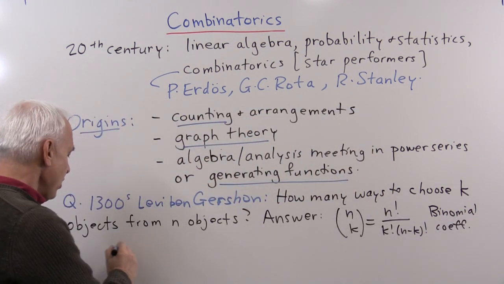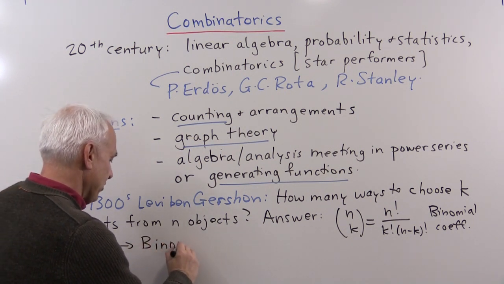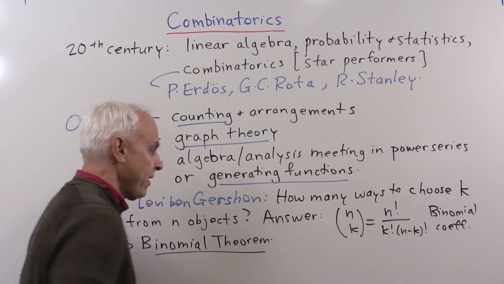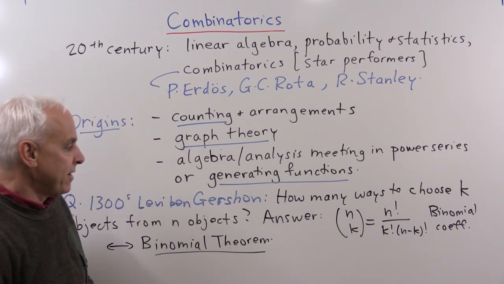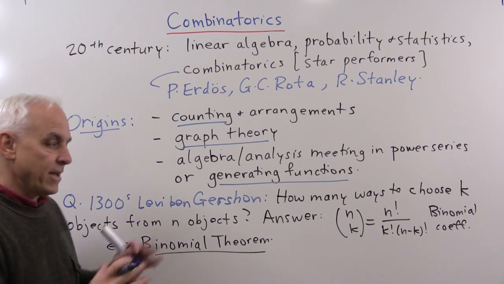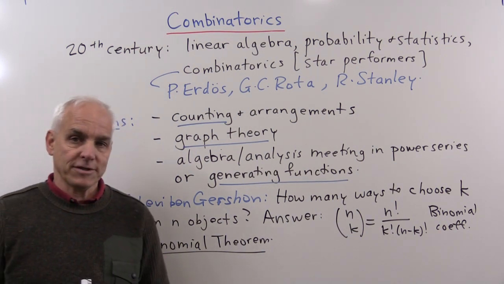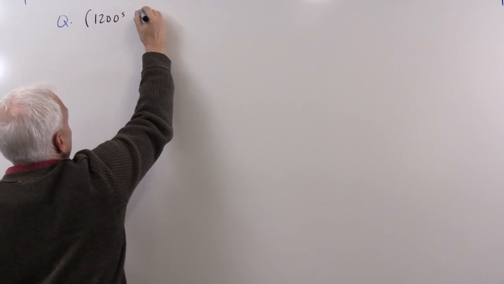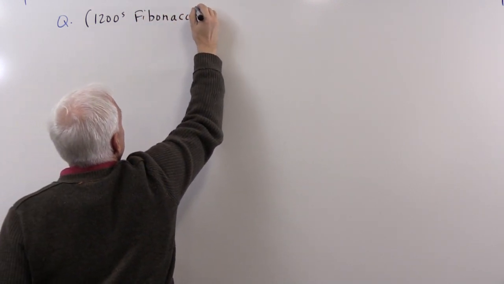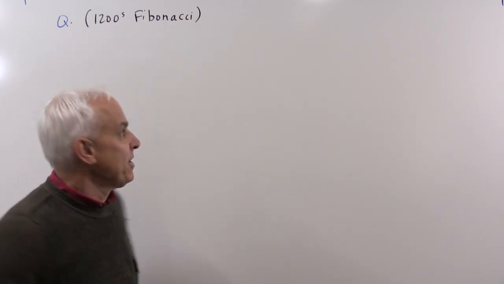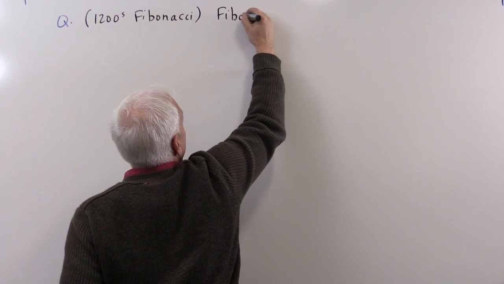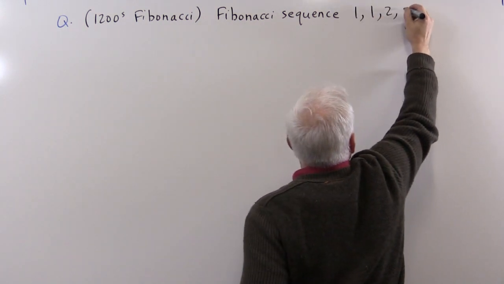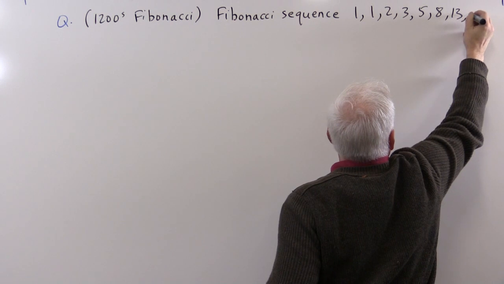And this is, of course, intimately connected with what's undoubtedly one of the fundamental facts of algebra, which is the binomial theorem. So probably one of the really key counting problems that is at the core of both algebra and combinatorics. Another question that goes back a long way, also to the 1200s and Fibonacci, is a question that's motivated by population growth of rabbits. So we have a sequence, the Fibonacci sequence, which is 1, 1, 2, 3, 5, 8, 13, and so on.